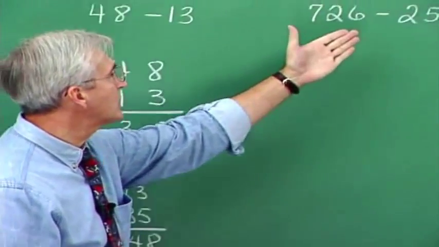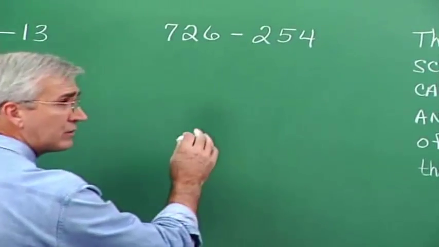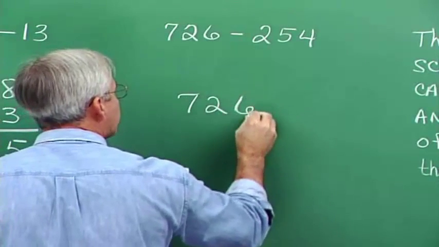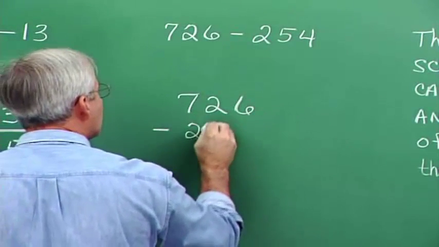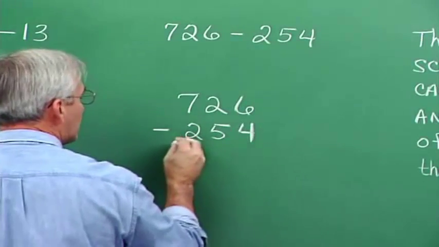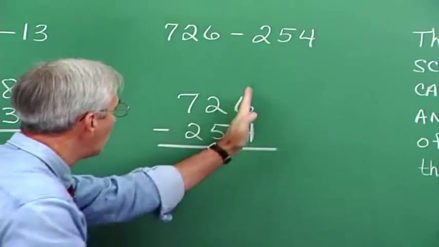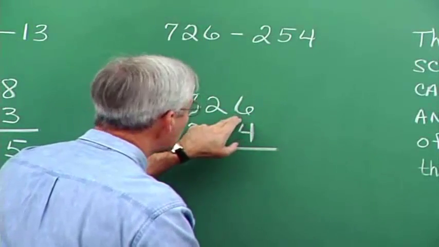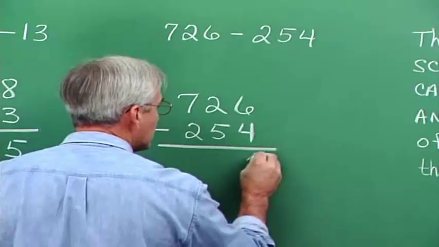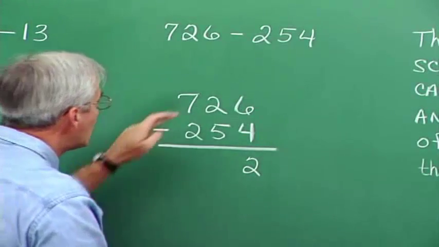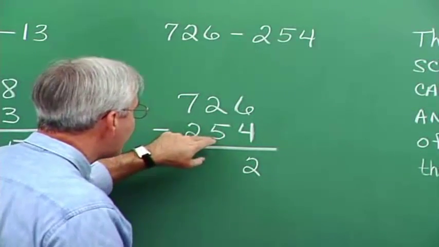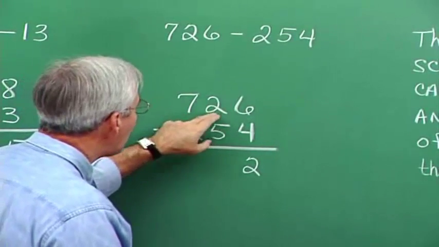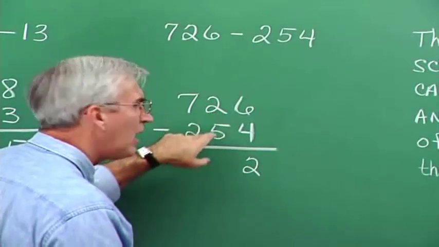Here we have 726 minus 254, and this one is going to involve some borrowing. We have 726, and we're subtracting 254. Now, once again, we're just aligning digits of the same value, ones, tens, hundreds. Now, we're taking 4 ones from 6 ones, and that leaves 2 ones, so 2 here. Then 2 minus 5. We're trying to take 5 tens away from 2 tens. Can't do that. We don't have enough tens here to take 5 from, you see.